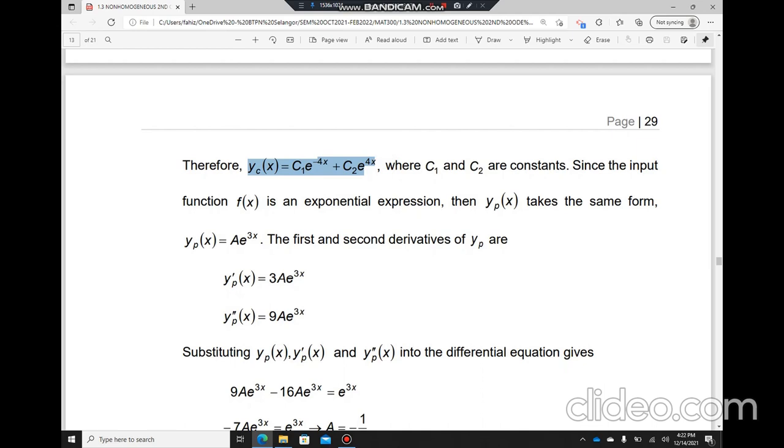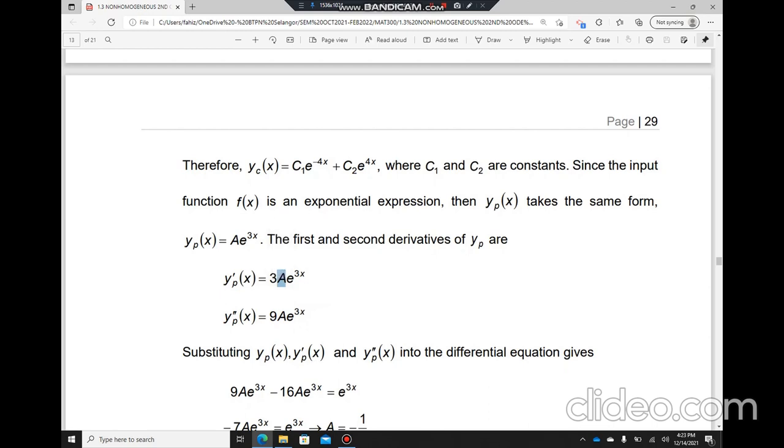So no duplication. So the first and second derivative of YP are, so sama juga, cari Y prime P, cari Y double prime. Okay, differentiate AE3X. Okay, macam mana differentiate exponent? Kita salin balik exponent E3X and then kita differentiate atas ni. 3X dapat 3. Yang ni pun Y double prime pun sama. Differentiate daripada sini, E3X salin balik, and then differentiate 3X dapat 3 tapi darab dengan 3 kat depan. So that's why dapat 9.